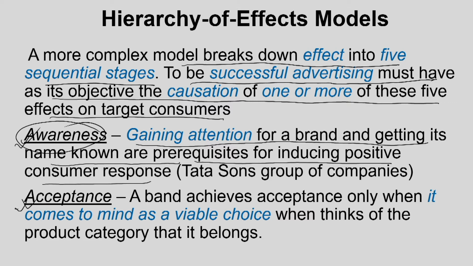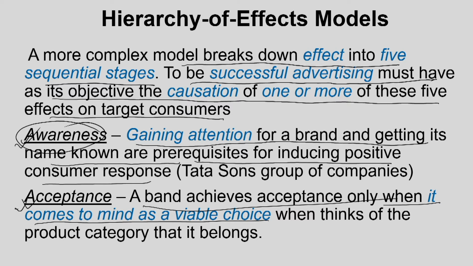The second step of this Steiner AIDA model is acceptance. Not only should the advertisement create awareness, it should also create acceptance of the product in the consumer's mind. Now, a brand achieves acceptance only when it comes to mind as a viable choice. And how is acceptance measured? Acceptance is measured in terms of the fact that when a consumer thinks about a product, when a consumer desires a product, the product whose ad is coming comes to mind immediately in the consumer's mind.